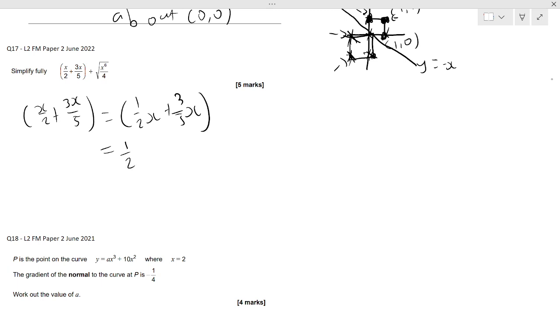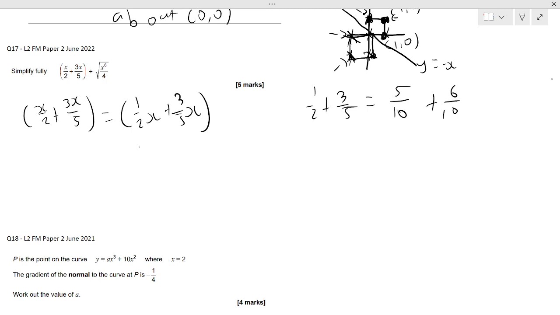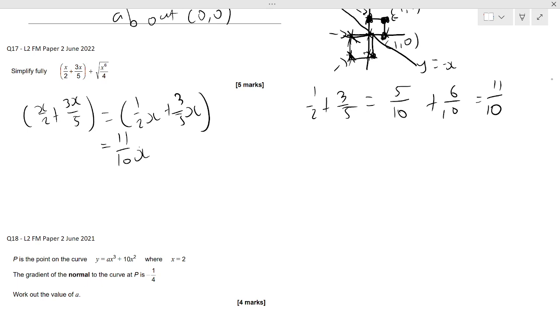So I'm going to bear that in mind: a half, add 3 over 5. You have a calculator for this, but that would go to 5 over 10 add 6 over 10. So have a common denominator of 10, and that would go to 11 over 10. If you did that on the calculator, you'd get 11 over 10 straight away, but that's how you work it out. So that's going to be 11 over 10 x, because we collected like terms. So we simplified the left bit. Now, what about the right-hand side?